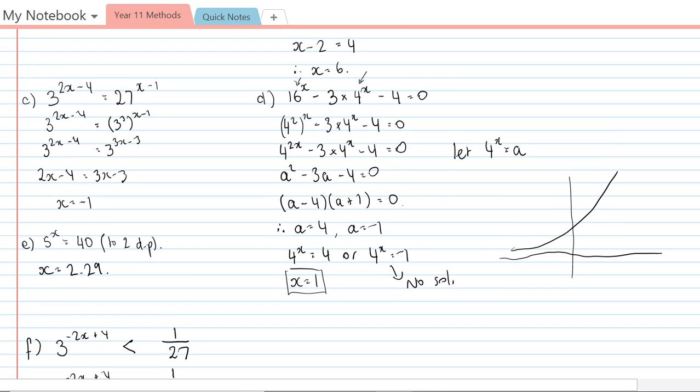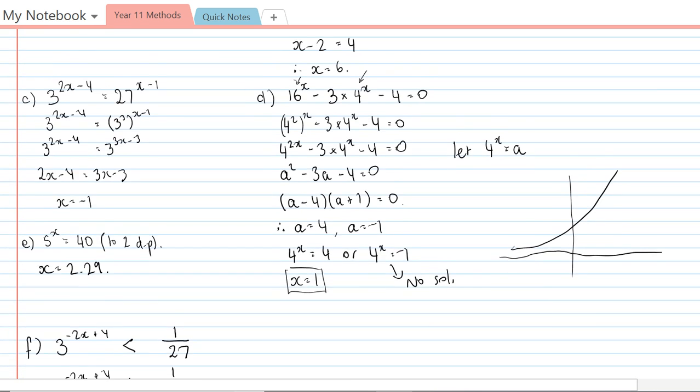Anyway, I think that's all there is for solving the inequalities. So, and also solving the equations.